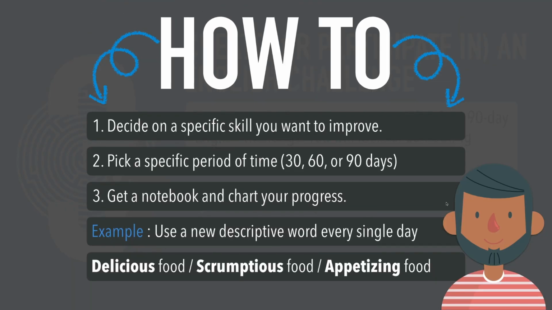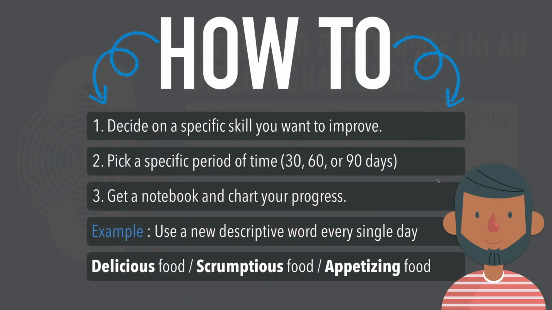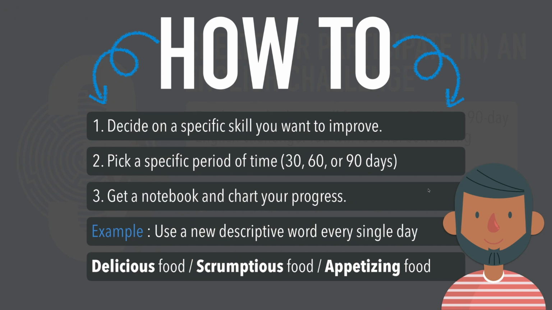All right. So how do you do this? Here we go. First, decide on a specific skill you want to improve. Then pick a specific period of time. Again, 30, 60, or 90 days. Then you're going to get a notebook and chart your progress. For example, use a new descriptive word every single day. Let's say I'm talking about food. I can say delicious food. Well, I learned delicious today. Tomorrow I learn scrumptious, right on the screen. Scrumptious. And the following day I learn appetizing food. So again, you want to create your own challenge.